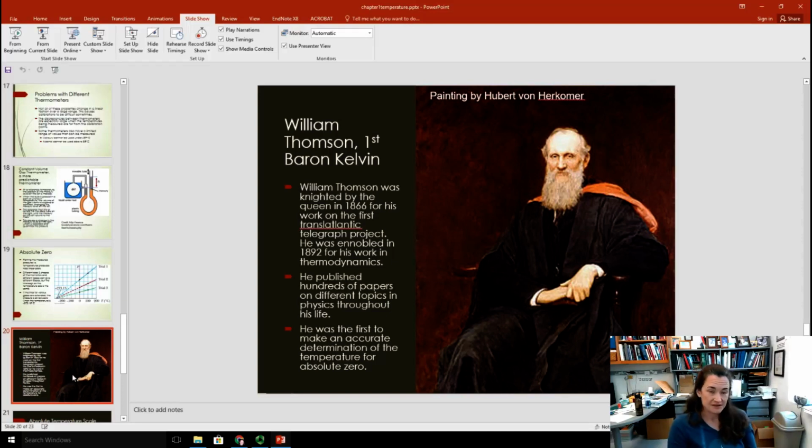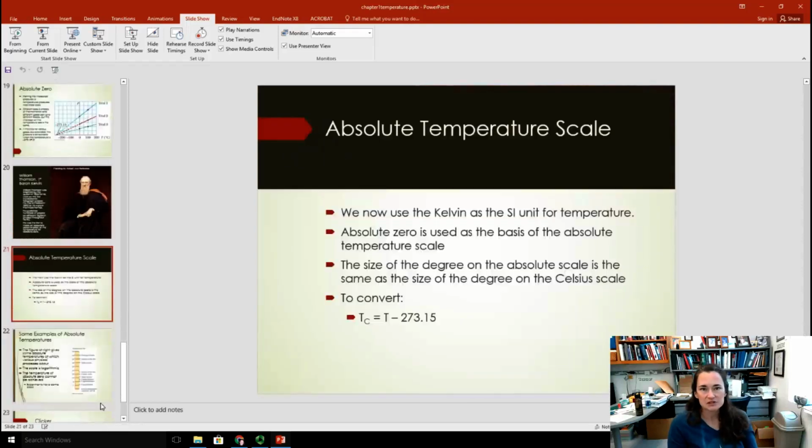Later on, in thanks for all his work throughout thermodynamics, which greatly impacted the field, he was ennobled in 1892 for his work on that, and he became Baron Kelvin. Anyway, he was, again, the first person to make an accurate determination of the temperature for absolute zero, and he wrote one of the forms of the second law of thermodynamics, which we'll discuss later. So this absolute temperature scale that he developed, we now use as the SI standard unit for temperature. It's an absolute temperature scale.